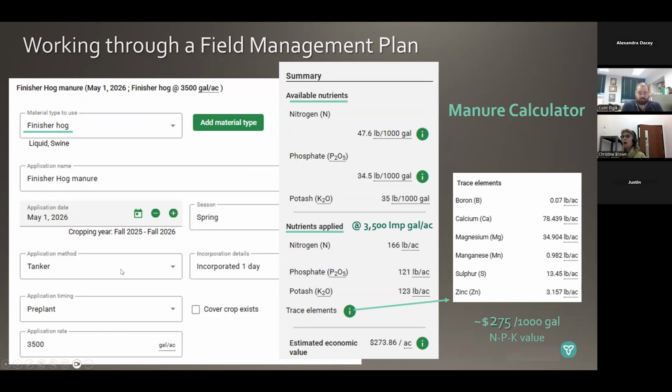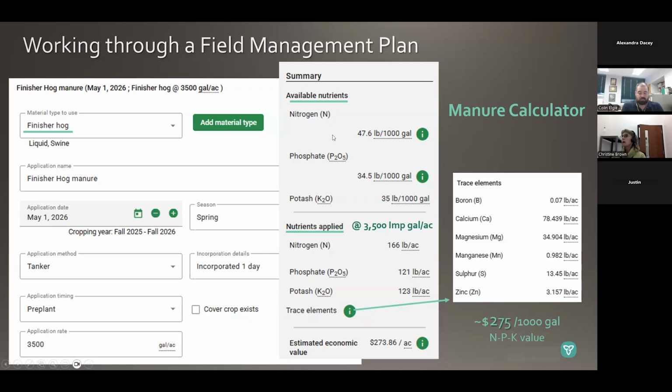When will it be applied? How will it be applied? How quickly will it be incorporated? The difference in my nitrogen availability especially will be quite different if I'm applying it in the spring versus I'm applying it in late summer or in late fall. So in this case, in the spring, incorporated within 1 day.